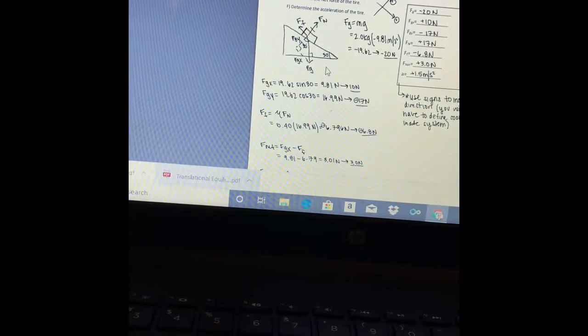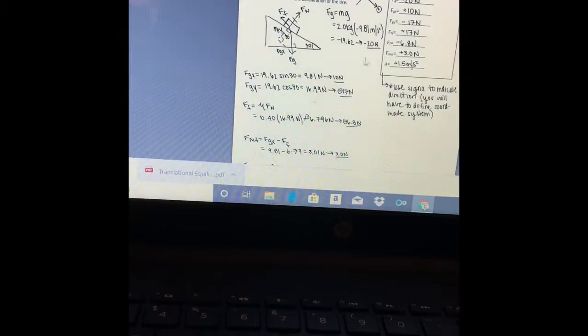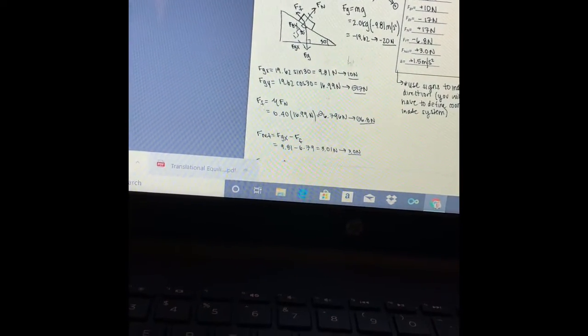So I draw the triangle, you put 30 degrees right there, and then right away solve for FG. FG equals mass times gravity. So you're gonna take the 2.0 kg given times negative 9.81, which is gravity, and you get 20 newtons. So it's negative, FG equals negative 20 newtons because FG is going down. So you want to know that. And that goes there. Then you're going to draw this little triangle right here and set it to FGY and FGX.